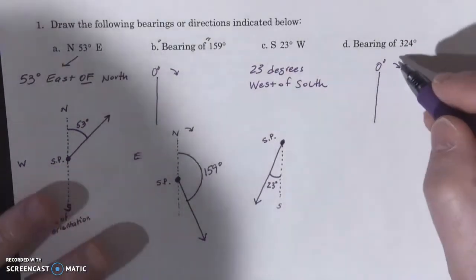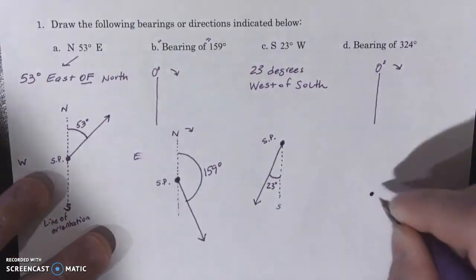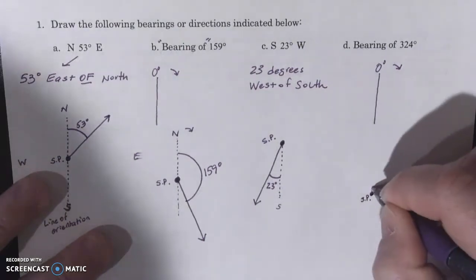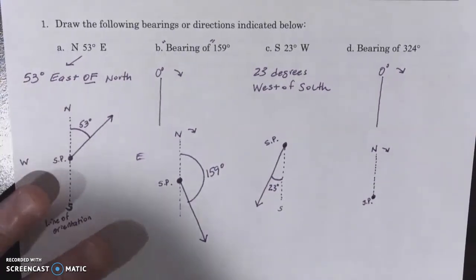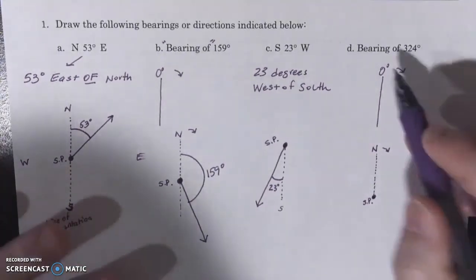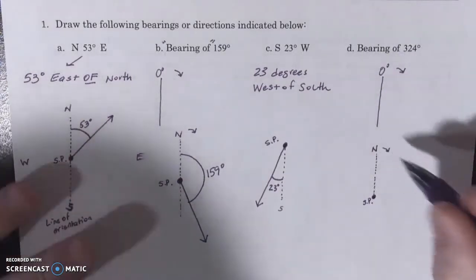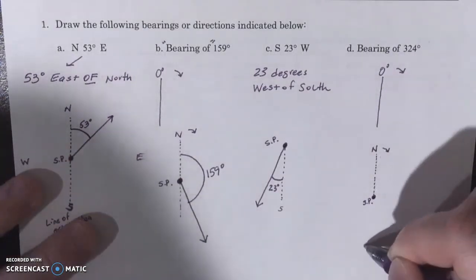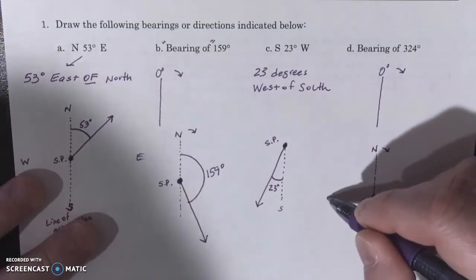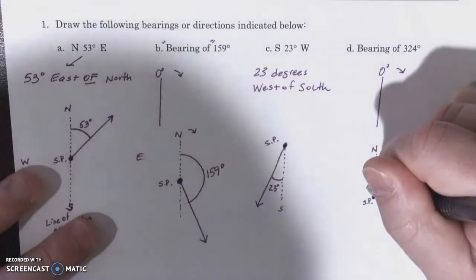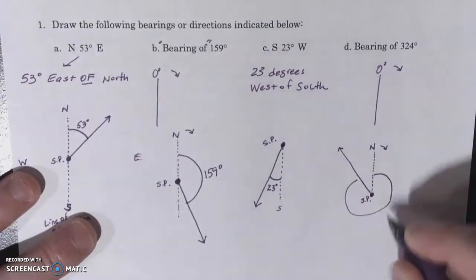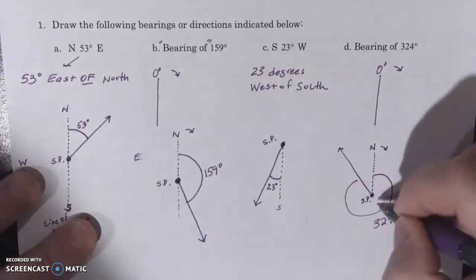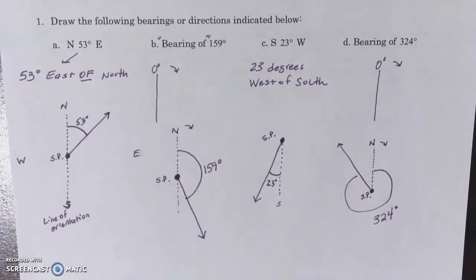Last but not least, a bearing of 324 degrees. Starting point, we have the bearing of terminology. We always start north with our 0 degree line. We're going to go clockwise because that's what that bearing of means. We're going 324 degrees, all the way past 90, all the way past 180, all the way past 270, and an extra 54 degrees here. Estimating it to be approximately on that.